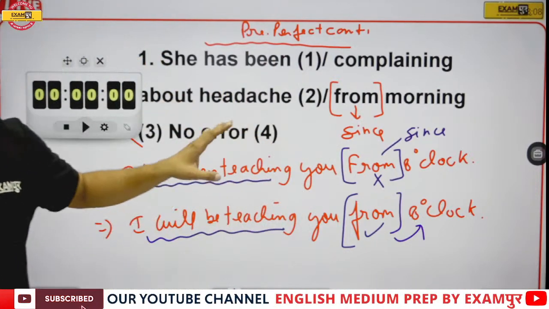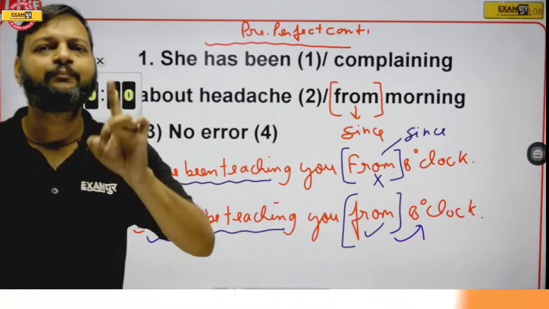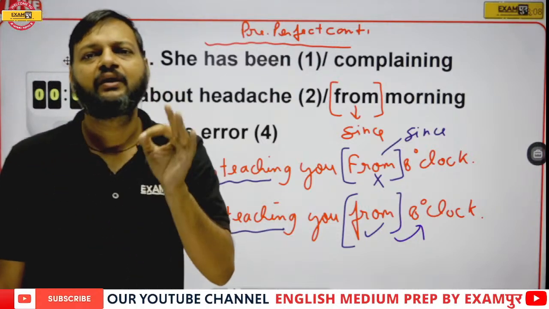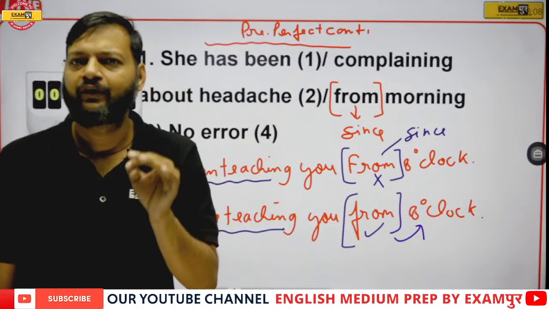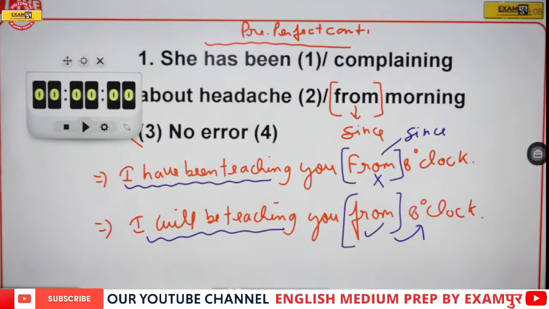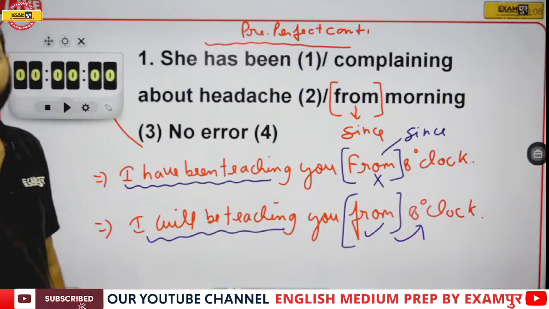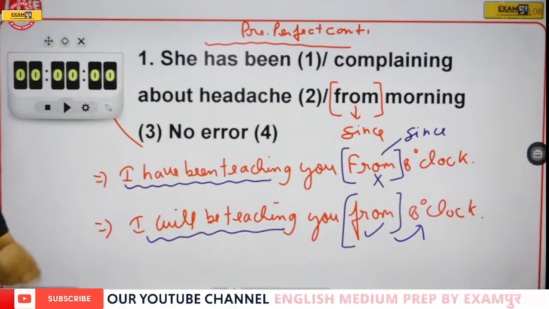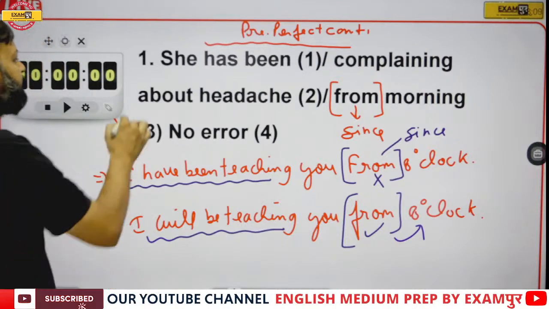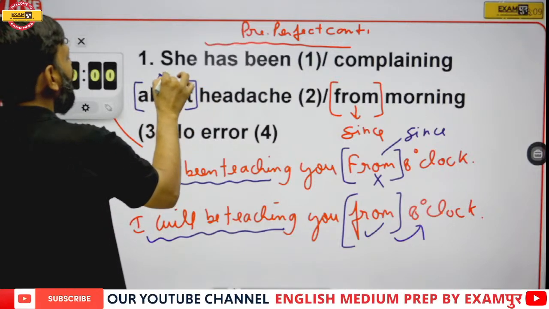So in continuous tense, you can use from with time, but in perfect and perfect continuous tense, we cannot use from. Only since or for can be used. Is it clear? And one more thing. Here, one more error is there. In place of about, we need of.